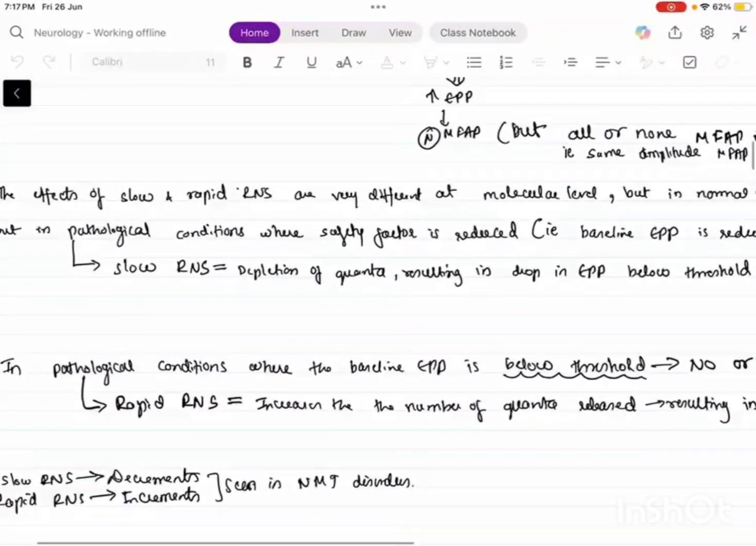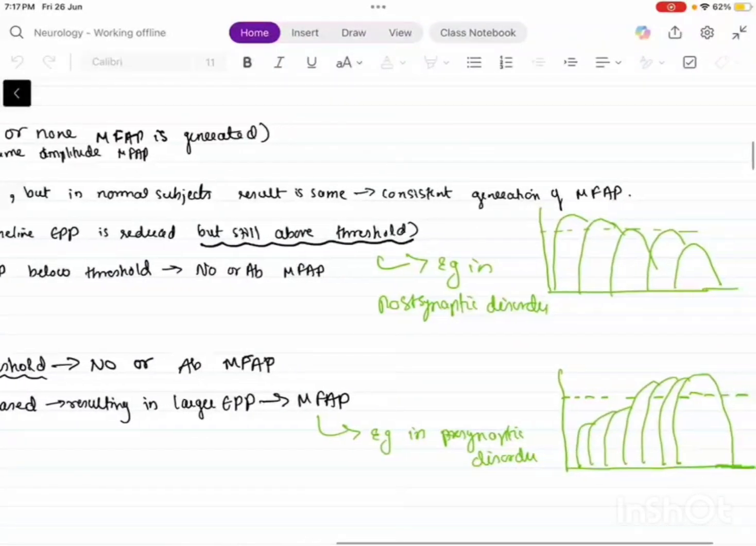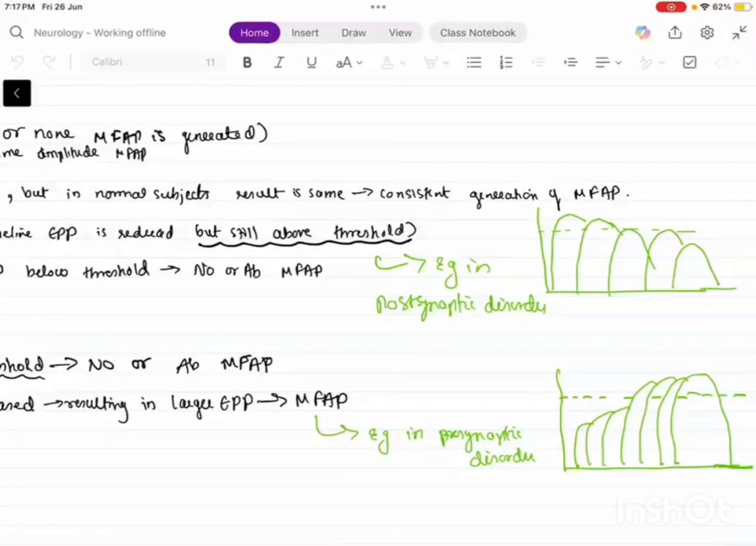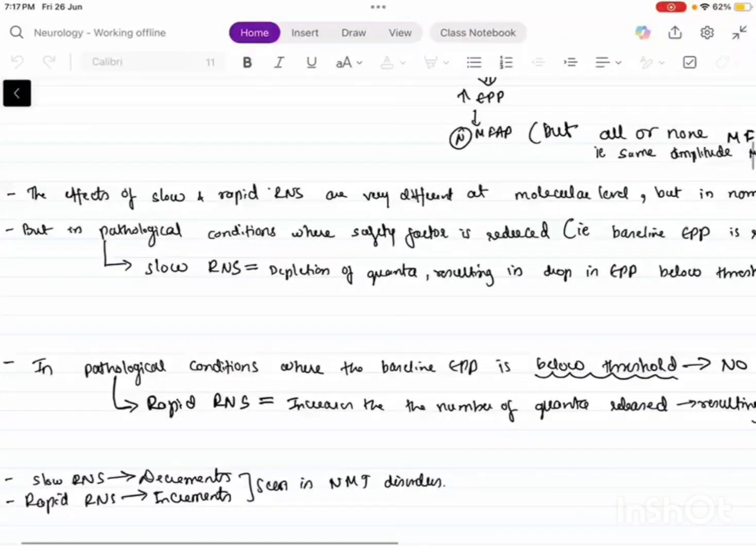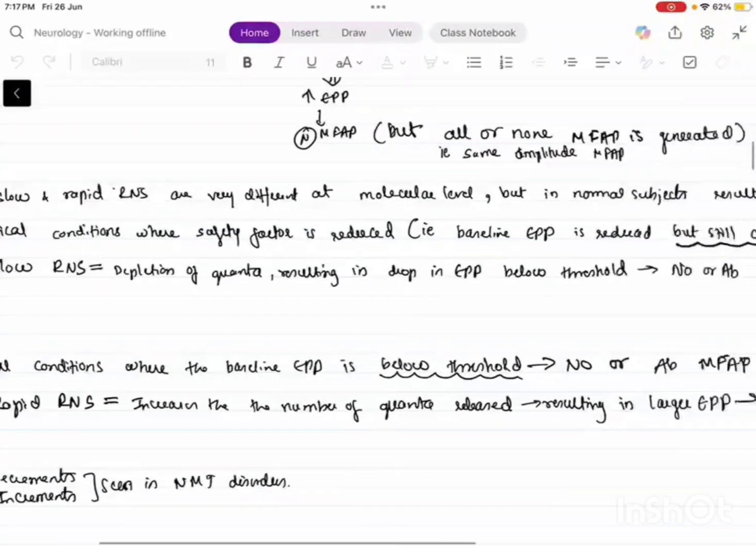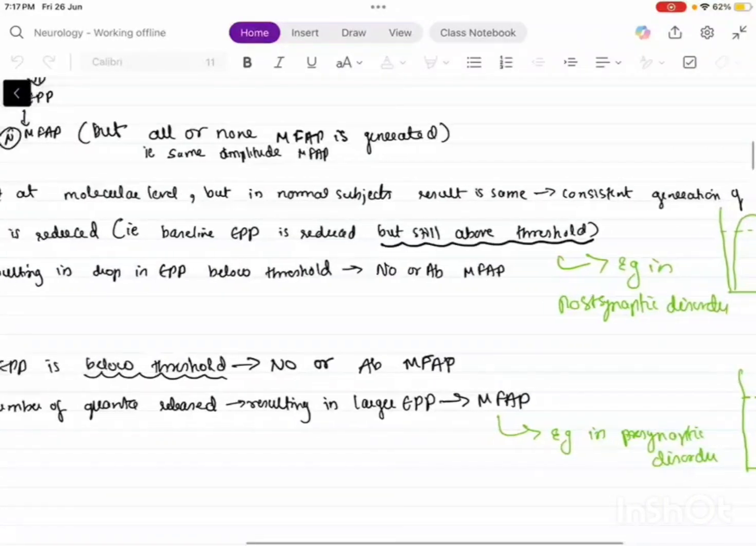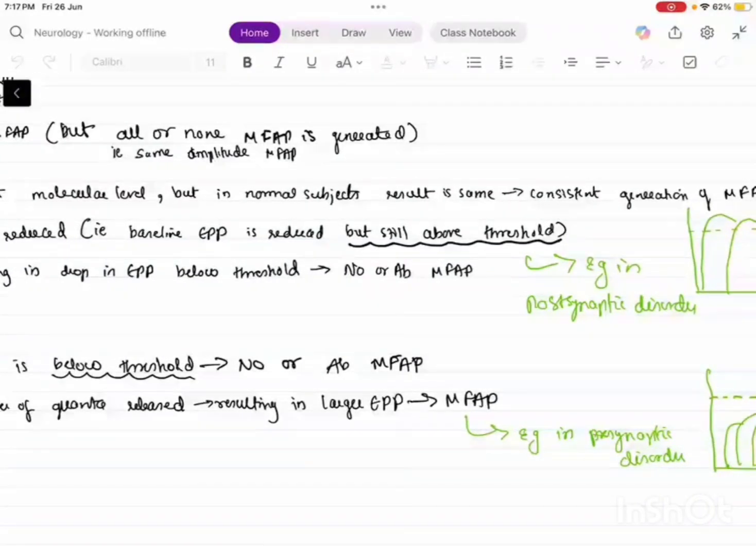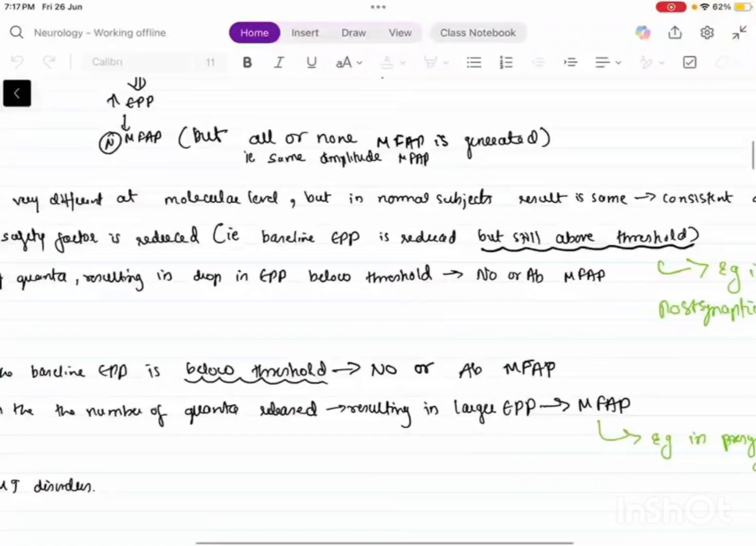The effects of slow and rapid RNS are very different at the molecular level, but in a normal subject the result is the same: consistent generation of the muscle fiber action potential. But in pathological conditions, the safety factor is reduced. That is, the baseline end plate potential is reduced, but still above the threshold, as in postsynaptic disorders, where the safety factor is reduced but still above the threshold.